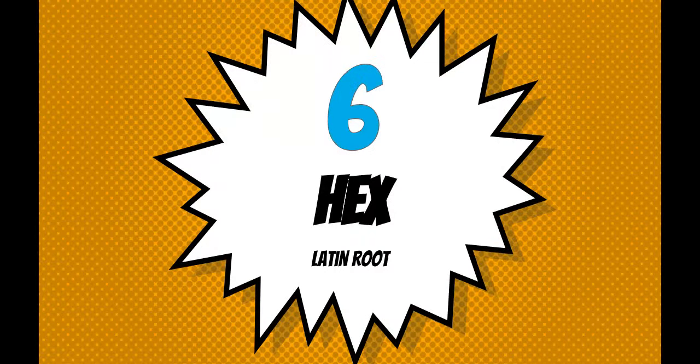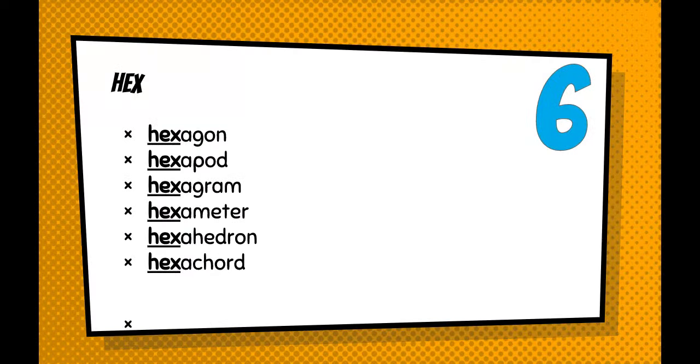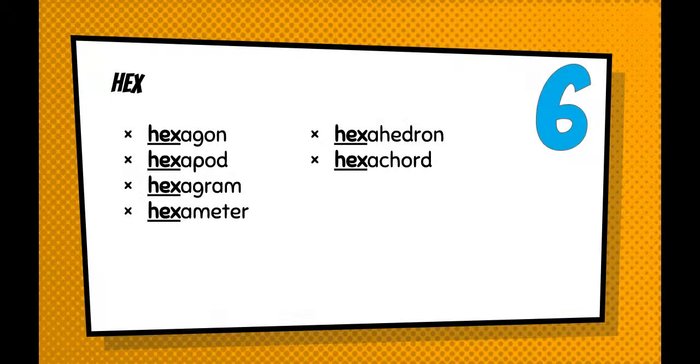So hex is a Latin root that means 6, and your words are hexagon, hexapod, hexagram, hexameter, hexahedron, and hexachord. I have these broken up into two different sections. So hexagon, hexapod, hexagram, and hexameter, you should be familiar with the ending of the word. If you think about the hex and then an A, and then gon, pod, gram, and meter, those you should be able to get.